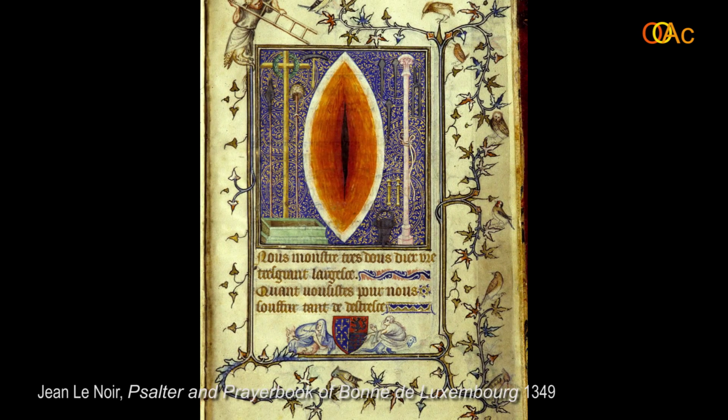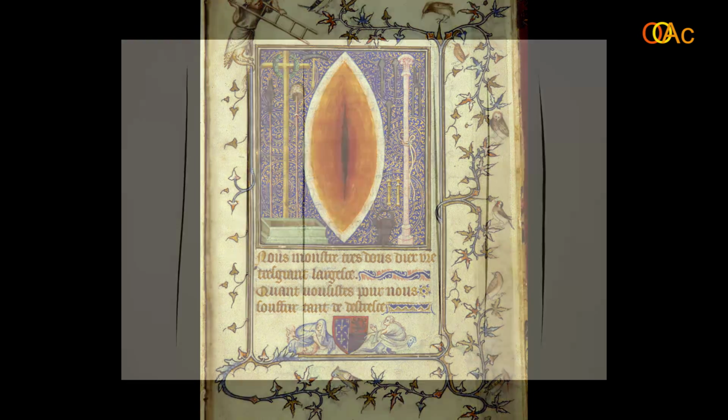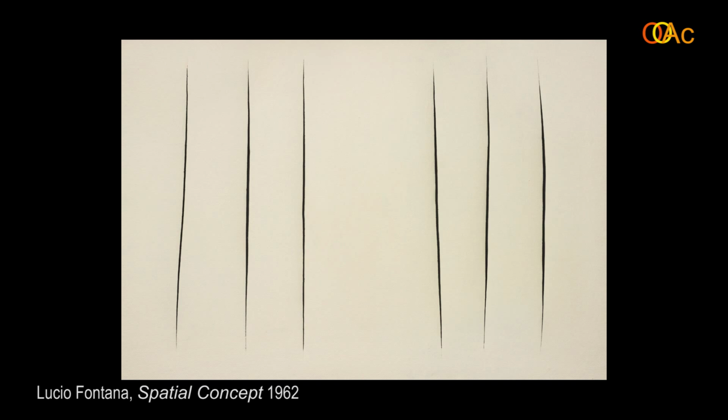But in the Middle Ages, in the medieval period, it was turned into a kind of fetish. And here we see from a Psalter and Prayer book from 1349 that the wound has been rendered as though it were its own fetish, and it looks very vaginal. So I think there's something of this in Fontana's images, or his anti-images.